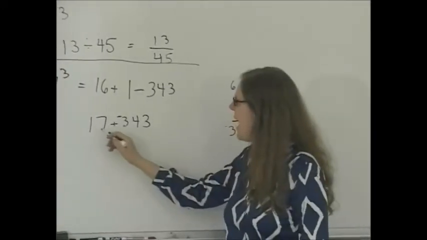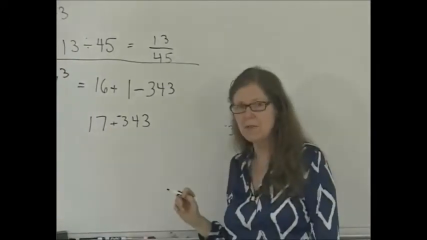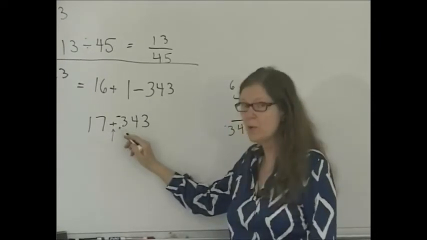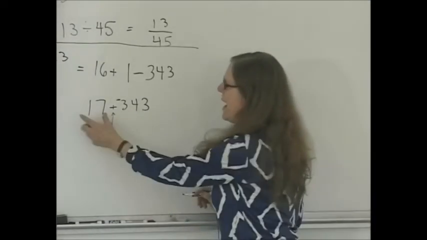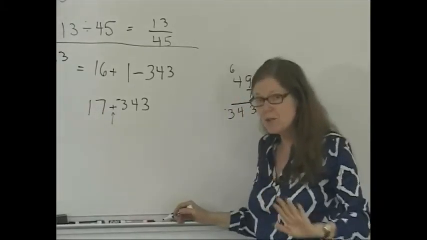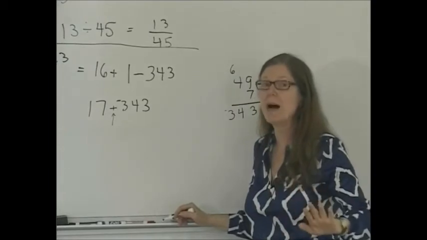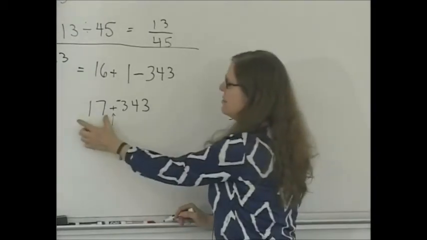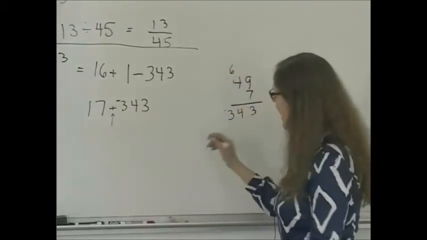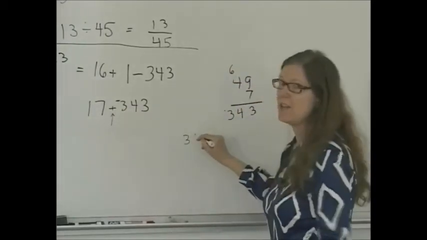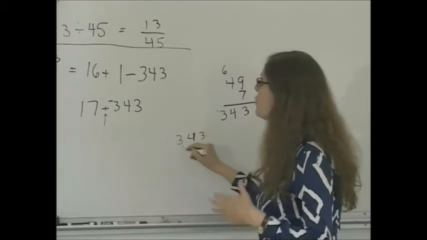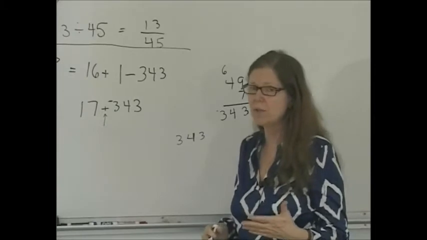All right, when we add a positive and a negative number, the operation we're doing is addition. When we're adding a positive, and I say positive because there's no sign. If there's no sign, it's understood to be positive. So I've got a positive 17 and a negative 343. When I add those numbers, I take the difference between the numbers, or I should say the difference between the absolute value of the numbers.